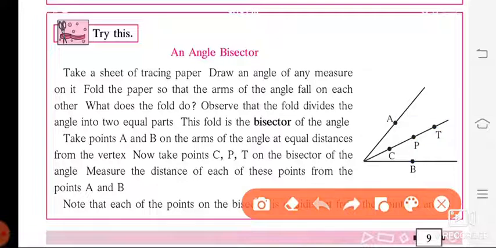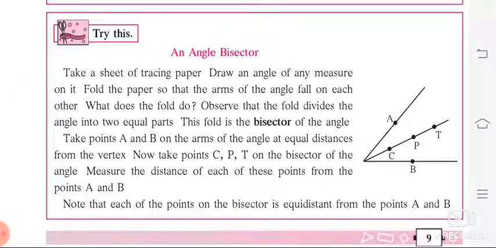And this tells us that the points on the bisector are at equal distance from the points on the arms. And this also explains that the bisector of the angle divides the angle into two equal parts. Okay, so note that each of the points on the bisector is equidistant from the points A and B.